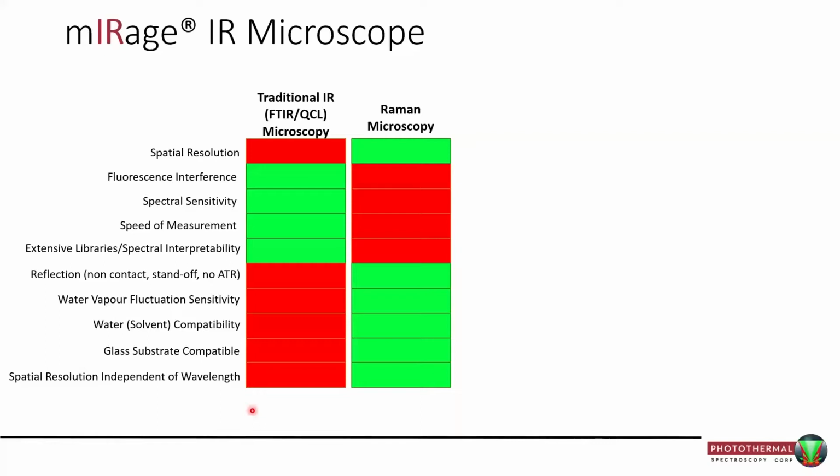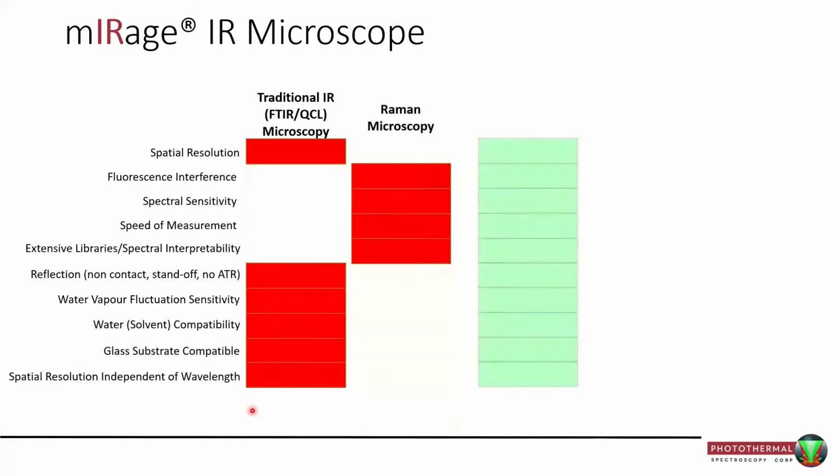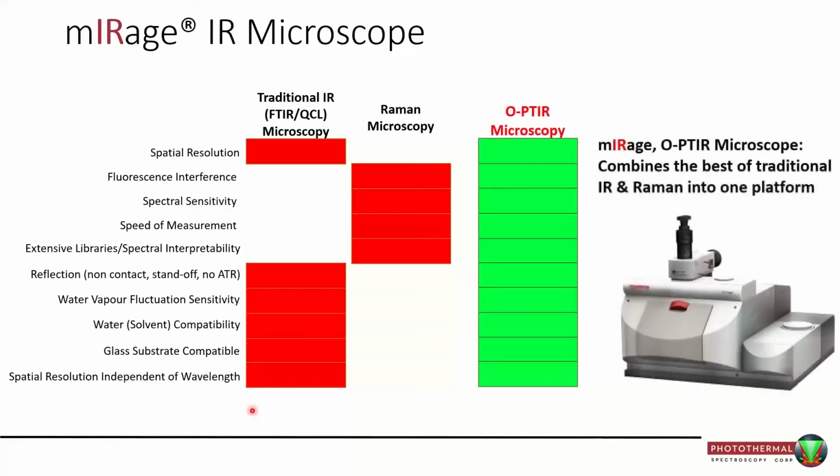So if you look at that, it's no surprise that many labs have both an infrared microscope and a Raman microscope. Depending on your experiment and your needs for that experiment, you may choose one or the other, or maybe even both. You may take your sample from one instrument to the other and get two sets of separate data. But what we do with the Mirage, and this is my favorite animation, is we literally take the best of all of those two and combine them into one instrument. And that's the O-PTIR microscopy.